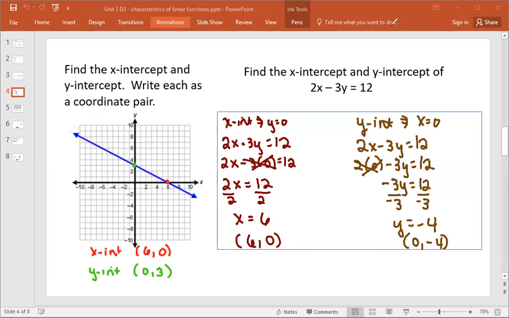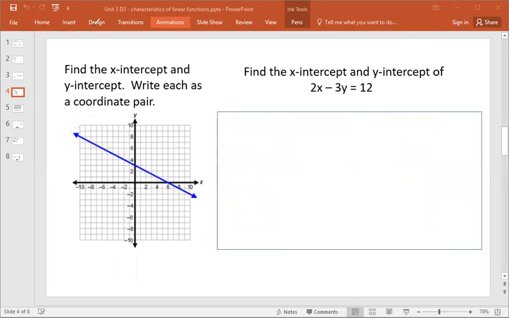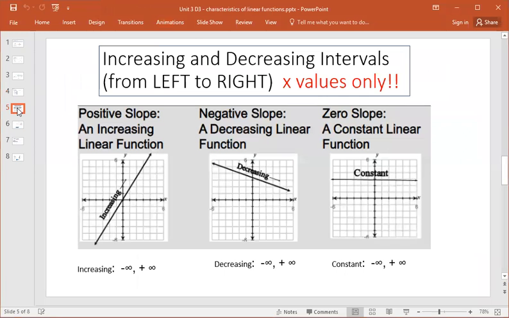All right, so our next topic is increasing and decreasing. These are also working with our x values. So we want to work from left to right, and we're looking at x values only. All we're really looking at is slope. If I have a positive slope, then it increases. From left to right, it's going up. If it goes downward or has a negative slope, it decreases. If the slope is 0, then it's constant, it doesn't change at all.